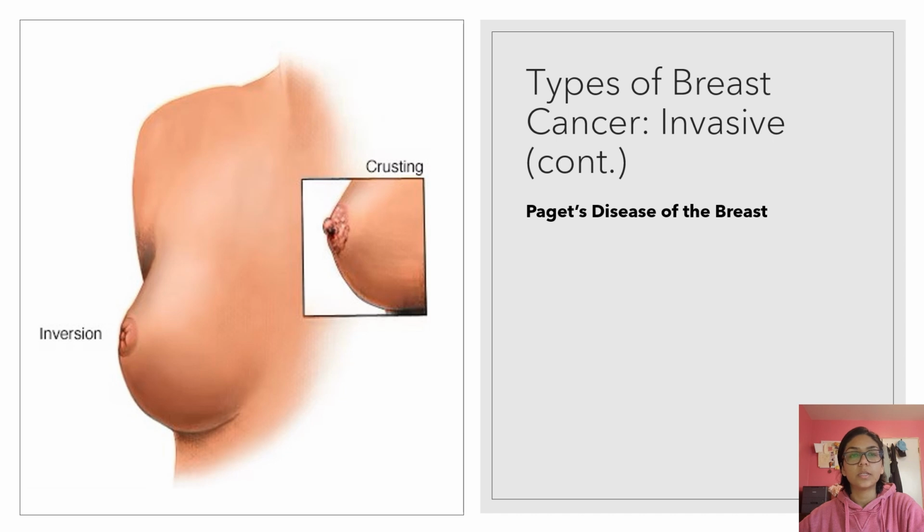Next one is Paget's disease of the breast, completely unrelated to Paget's disease of the bone. It is a rare form of cancer affecting the nipple and the areola. It is often linked to underlying ductal breast cancer.